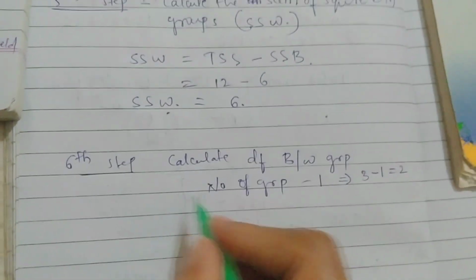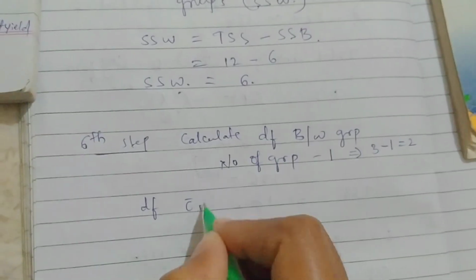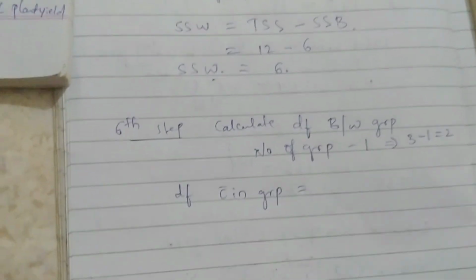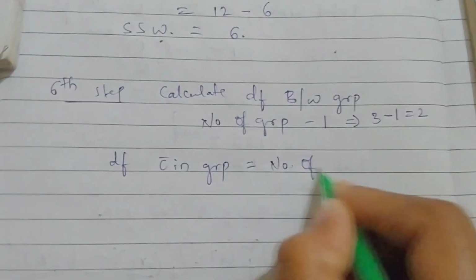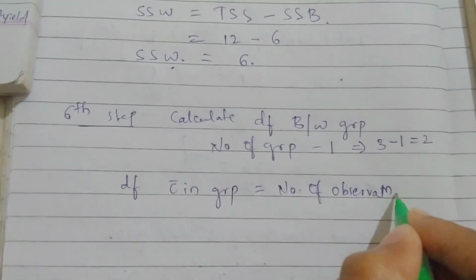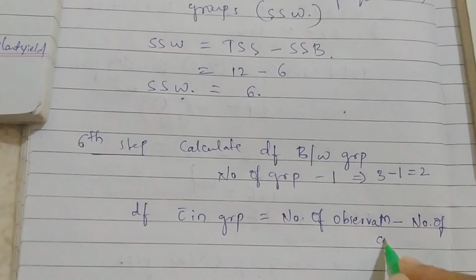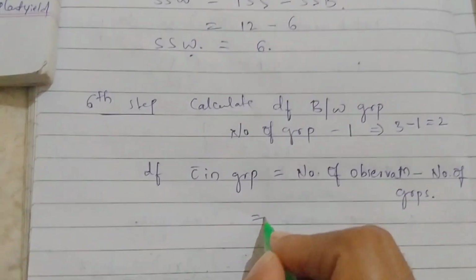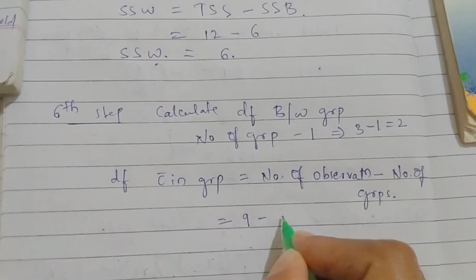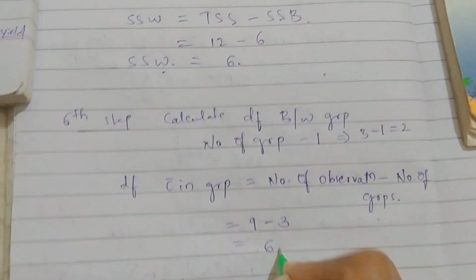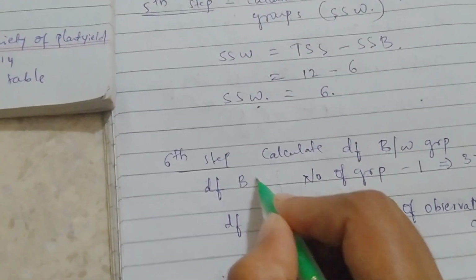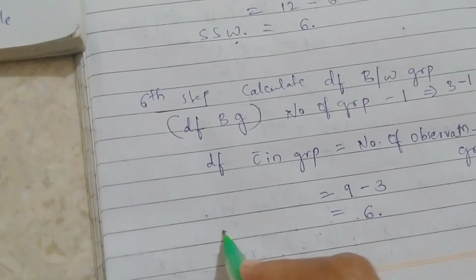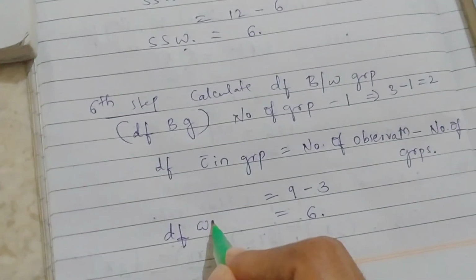Next we need to calculate the degree of freedom within the group. The formula is number of observations minus number of groups. Totally we have 9 observations and 3 groups. So 9 minus 3 is 6. So this is the degree of freedom between the groups, BG, and this is the degree of freedom within the groups, WG.